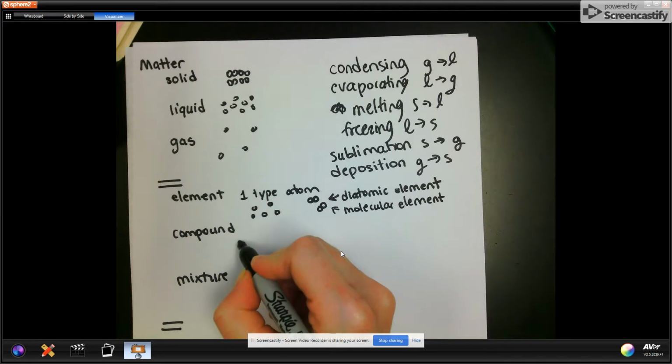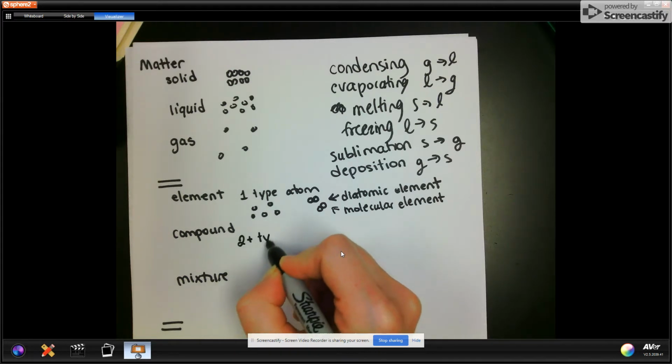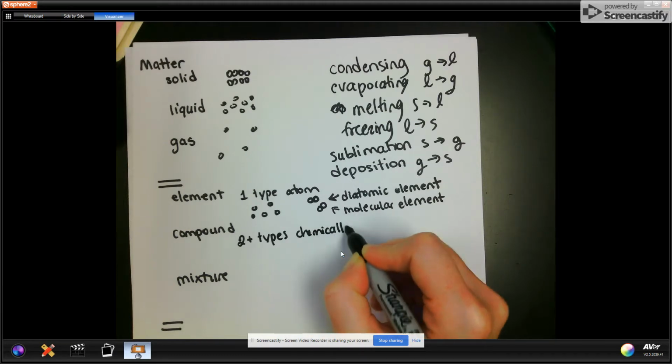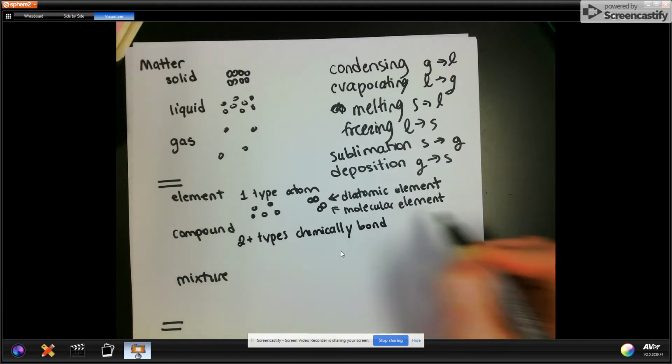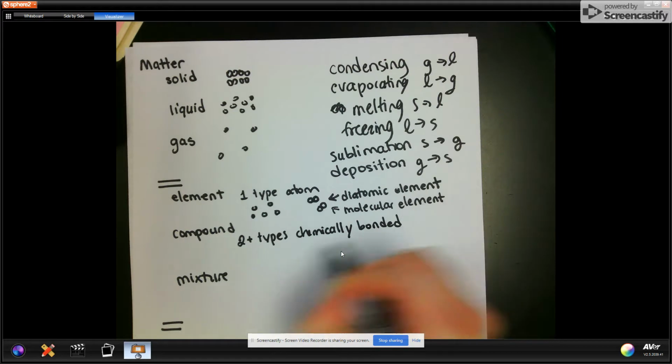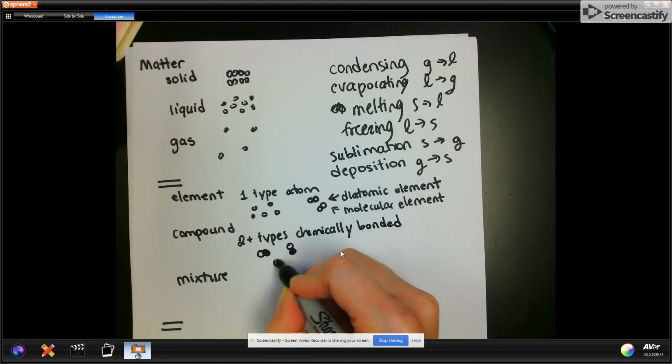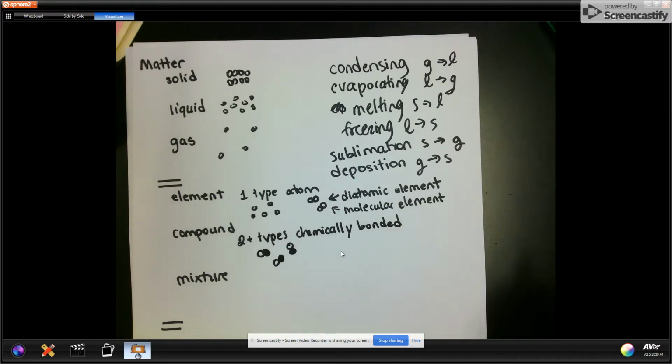Okay, a compound is when you have 2 or more types chemically bonded. If it's chemically bonded, the only way you can separate them is chemically. We show that bond by having them touch. That's a compound. No special names for that.